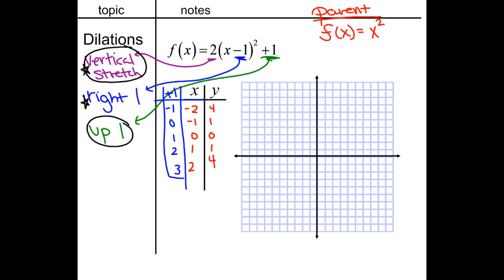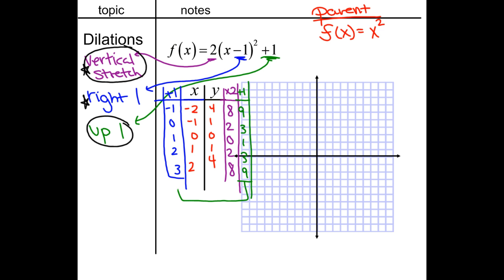Now it doesn't matter which one you do first, but you need to do two things to your y values. It's a vertical stretch by a factor of 2, so I'm going to multiply by 2 first. So I'm going to get 8, 2, 0, 2, 8. And then we're also going to move up 1, so I'm going to add 1 to each value as well. So we're going to get 9, 3, 1, 3, 9. These are my new y values.